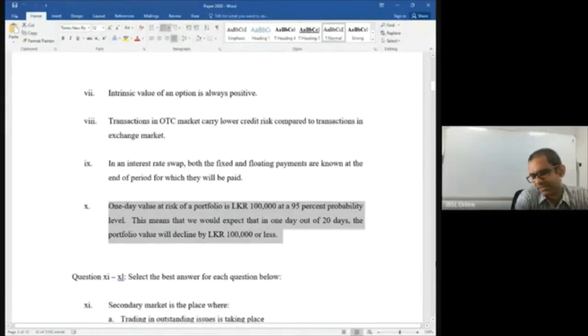This one, I think. Did we discuss value at risk? I think no. In the market risk, we couldn't discuss value at risk, so therefore you may not be able to answer this question.